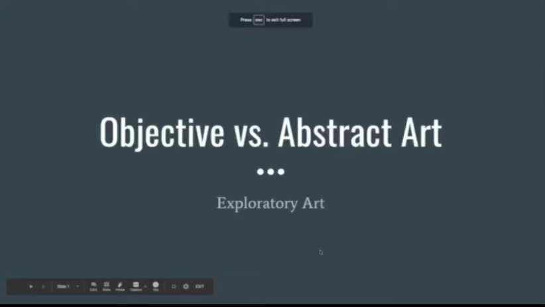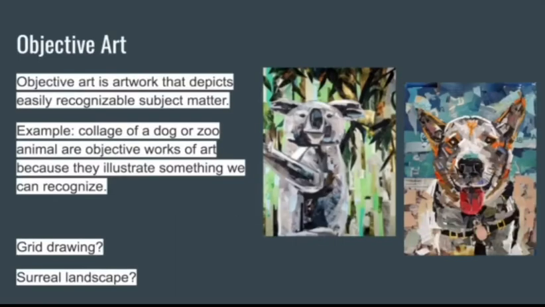Our next project is dealing with abstract art. So we're going to talk about the difference between objective and abstract art. Objective art is something, when you look at it, you can recognize it right away. It's recognizable, it's something that you've seen before.